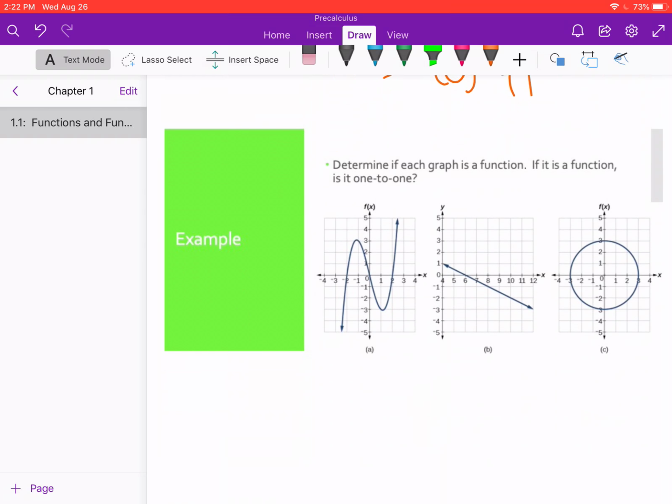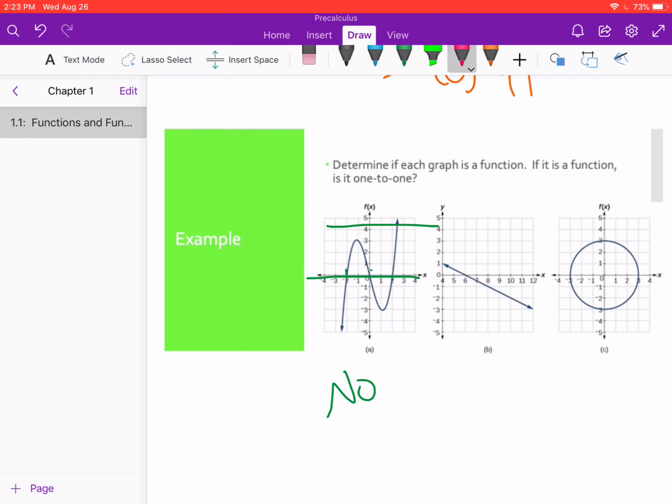If you are looking at a graph, if it passes the horizontal line test, it's one-to-one. So remember, we have the vertical line test for functions, and the horizontal line test determines if the function is one-to-one. Looking at this first graph, we have to determine if it's a function. If I draw a vertical line anywhere on here, it passes through at most one time. So that means it is a function. Now let's try the horizontal line test. Notice that a horizontal line passes through the function more than once. So that means it is not one-to-one.